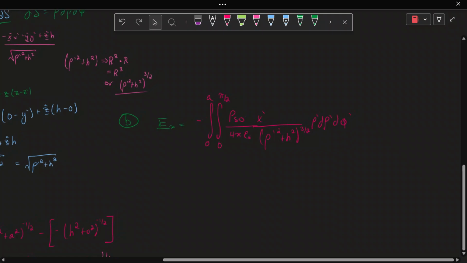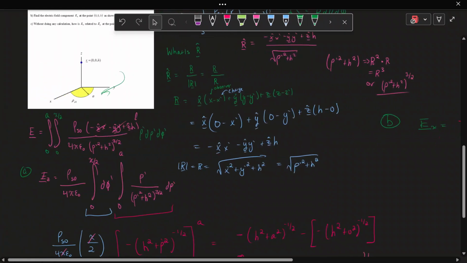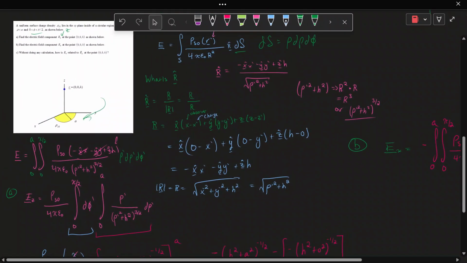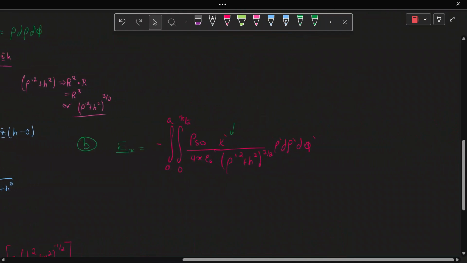Okay, now what do we do? We have this x prime. We can't just take it out to the front because x prime actually will depend on some variables. So what do we do? Well, we need to figure out what x prime is.